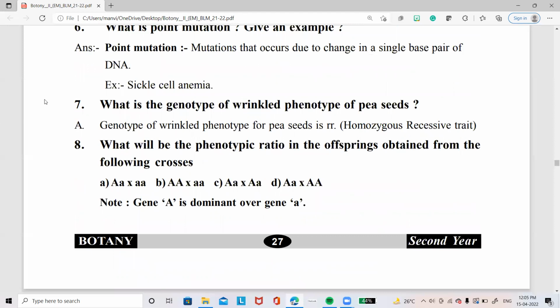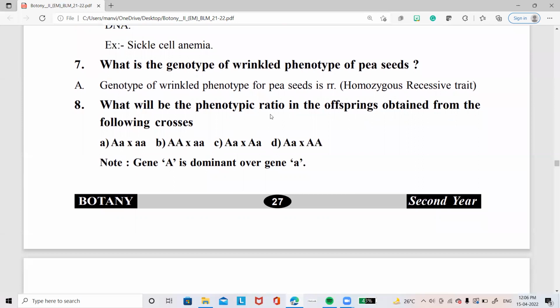Question number 7. What is the genotype of the wrinkled phenotype of pea seeds? The genotype of the wrinkled phenotype of pea seeds is small r, small r. It's a homozygous recessive trait.